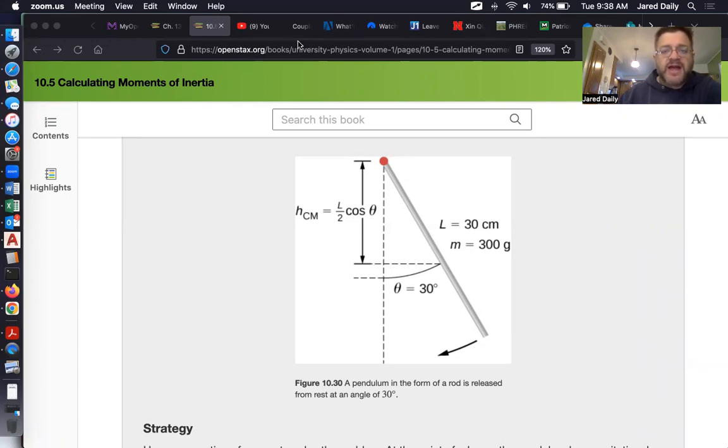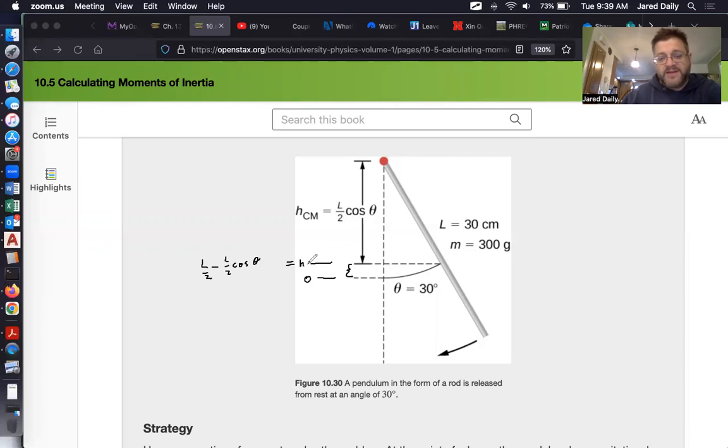So the thing that we're actually calculating, just in case you didn't catch it, is this height. This is the change in height, right? That's what we're looking for: the rising of this thing and the lowering of this thing. So we're going to call this height 0 right here. We're going to call this height h, and this height h is equal to L over 2 minus L over 2 cosine theta.